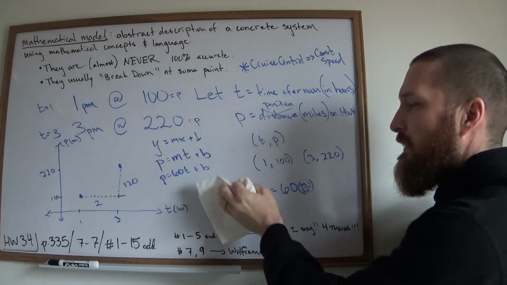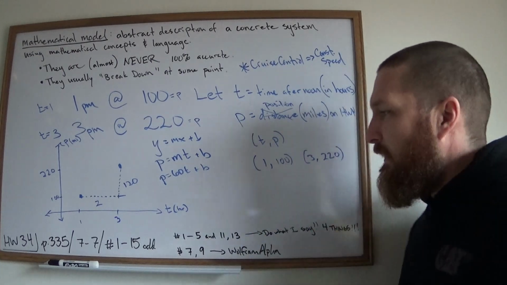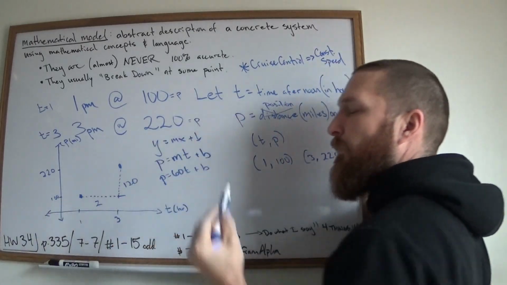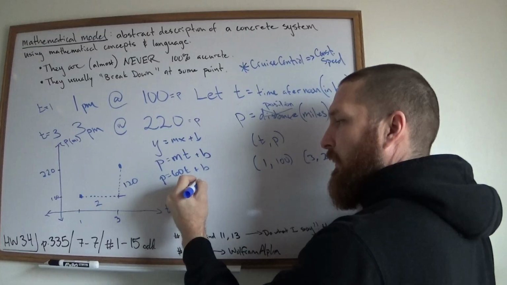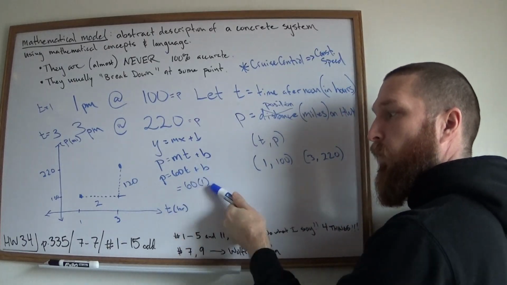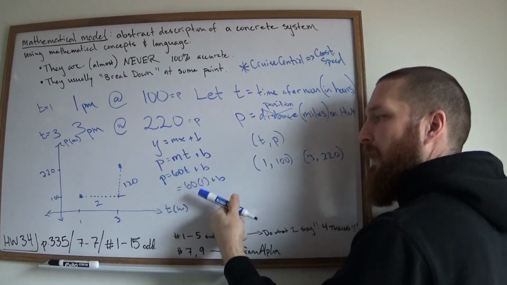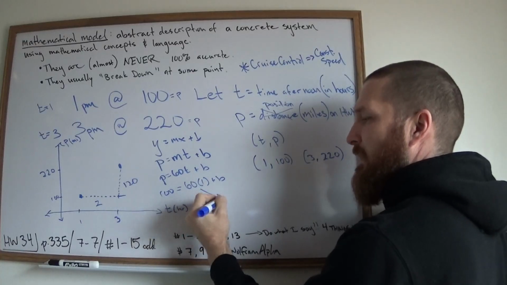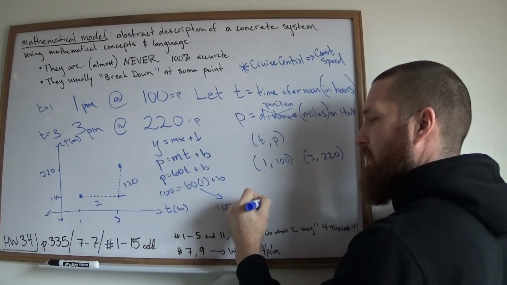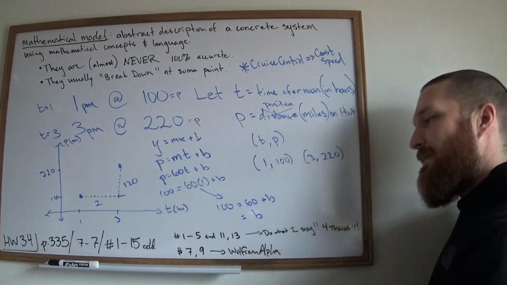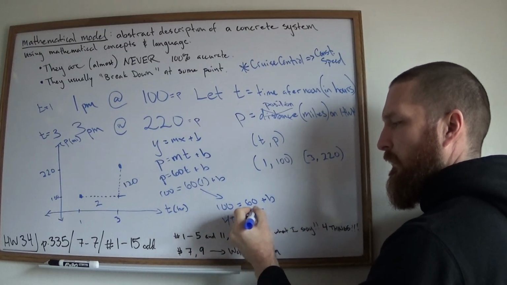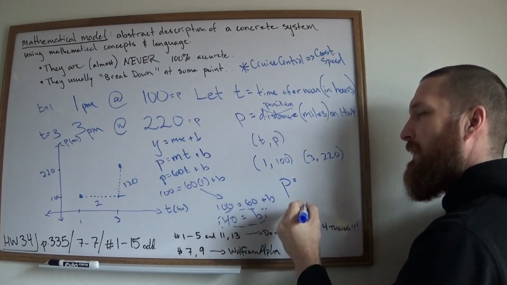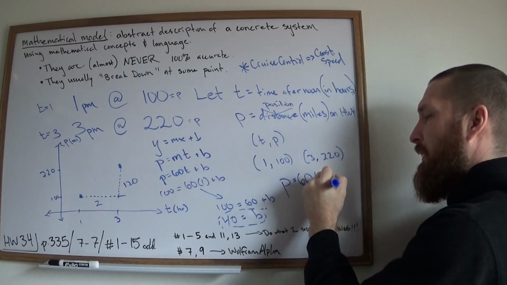I'm going to plug in the easy one. How about I plug in a 1 for t, right? It has to be the case that when I plug in a 1 for t, I get out a 100 for P. So I plug in a 1 for t, add b, I get out a 100. That's the same thing as 100 equals 60 plus b. So b must be 100 minus 60, which should be 40. Right there. Now we have our model. This right here is our model. P equals 60t plus 40.